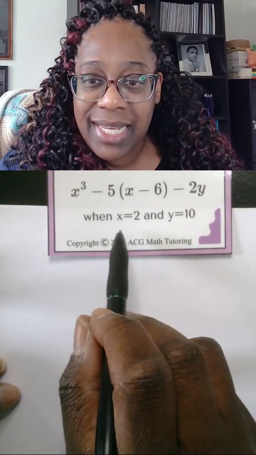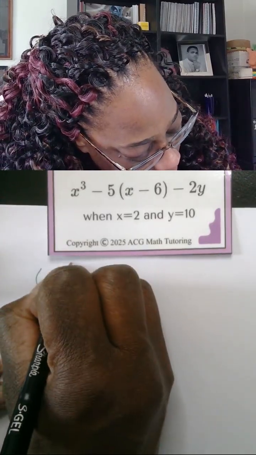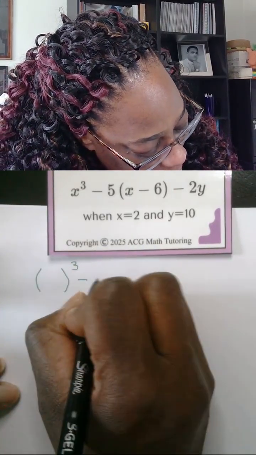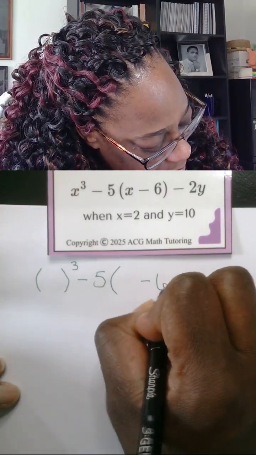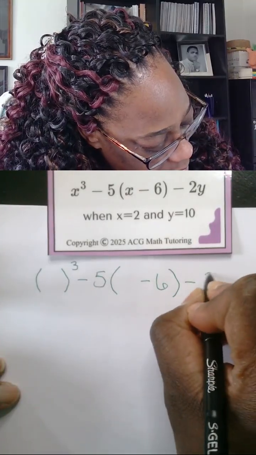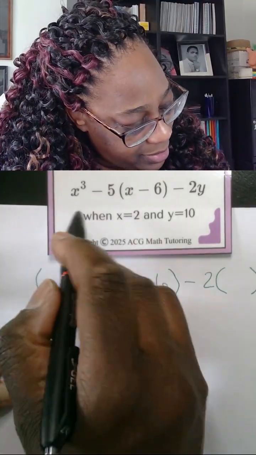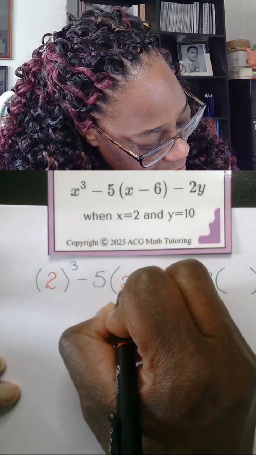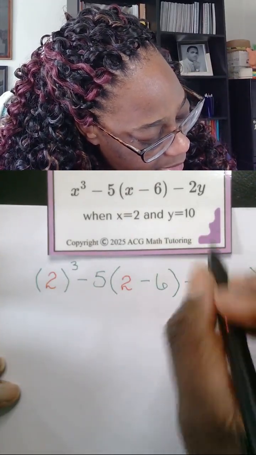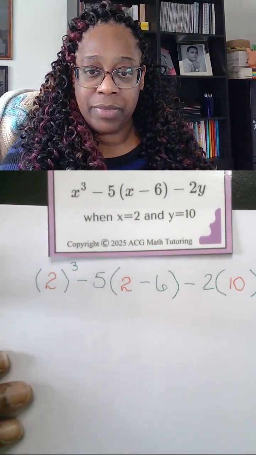So wherever we see an x, we're going to put a 2. So I have my parenthesis, that's going to be cubed, minus 5, parenthesis, minus 6, minus 2, parenthesis. So wherever I see an x, I'm going to put a 2. So that means a 2 goes here, and a 2 goes here. And where I see a y, I'm going to put a 10. And the 10 goes there.